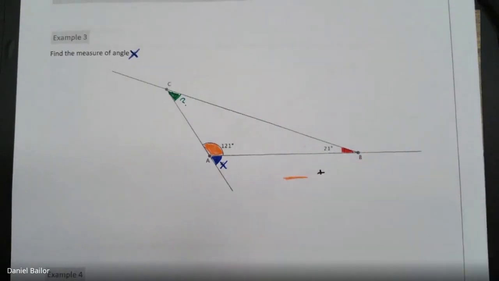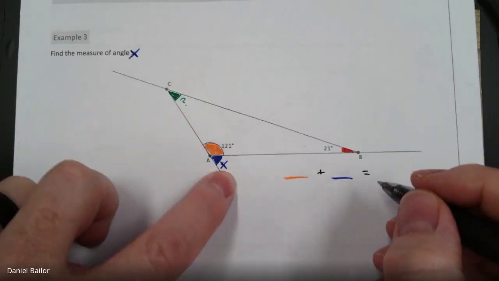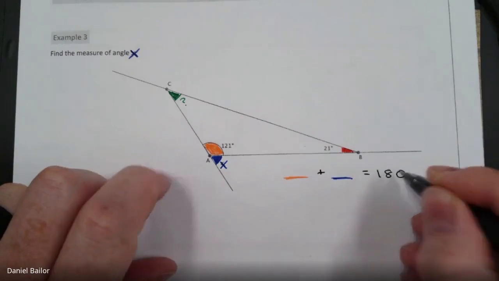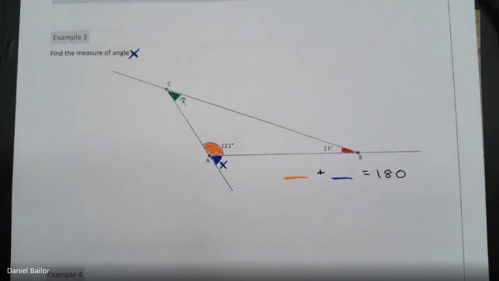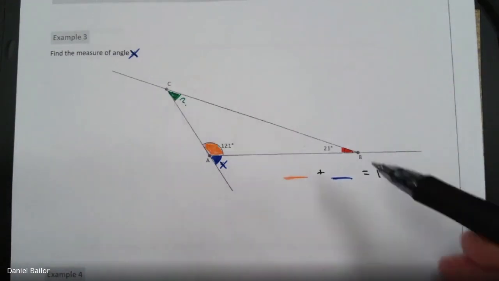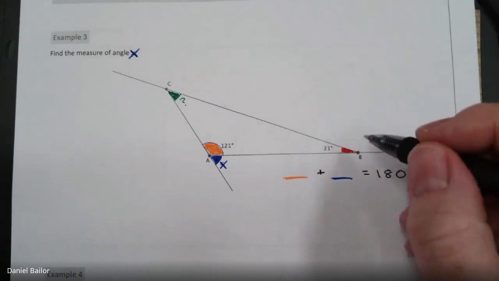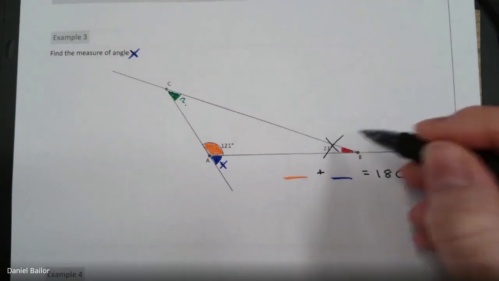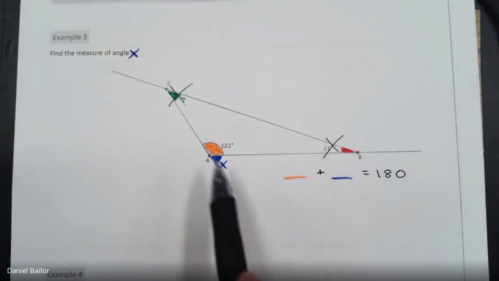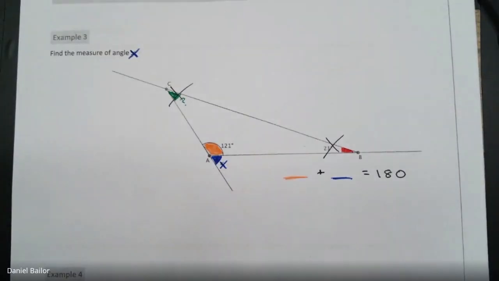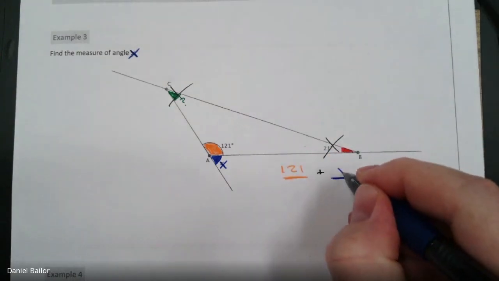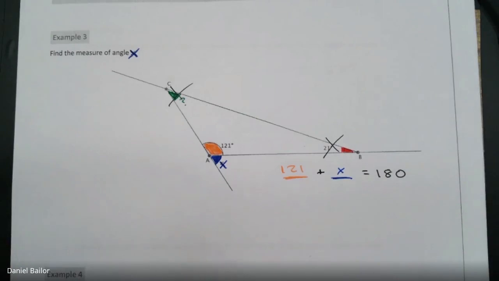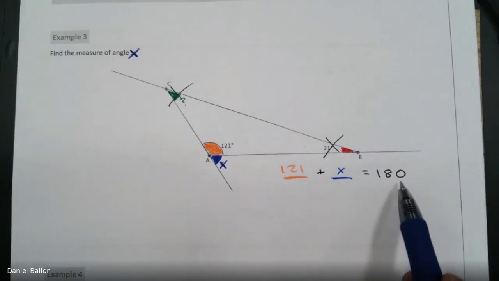plus the blue equals a straight angle, equals 180. So orange and blue make a straight angle, make 180. So I don't need the green. I don't need the red. This is extra information. I don't need it. I just need the straight line. Because the orange, it tells me, is 121. The blue is x. But now I have 121 plus x makes 180.